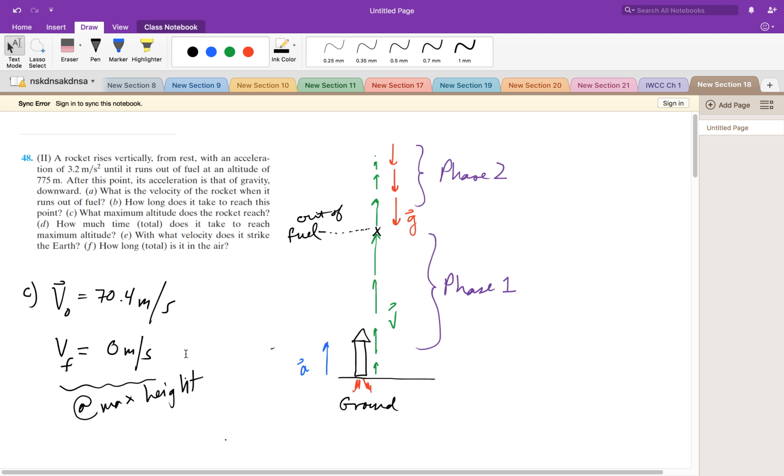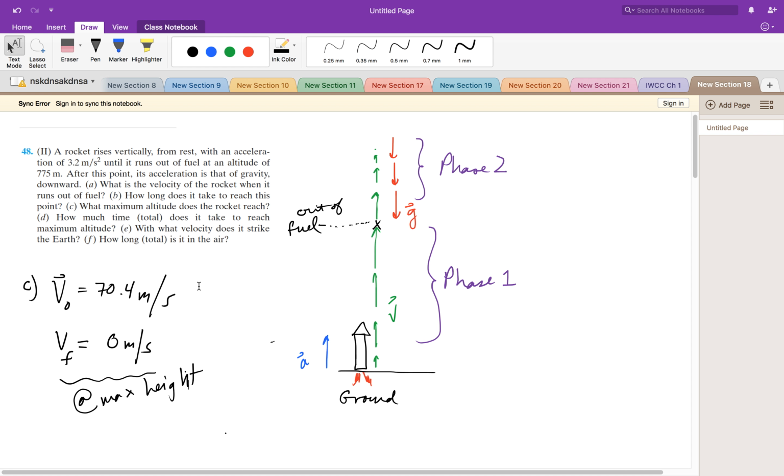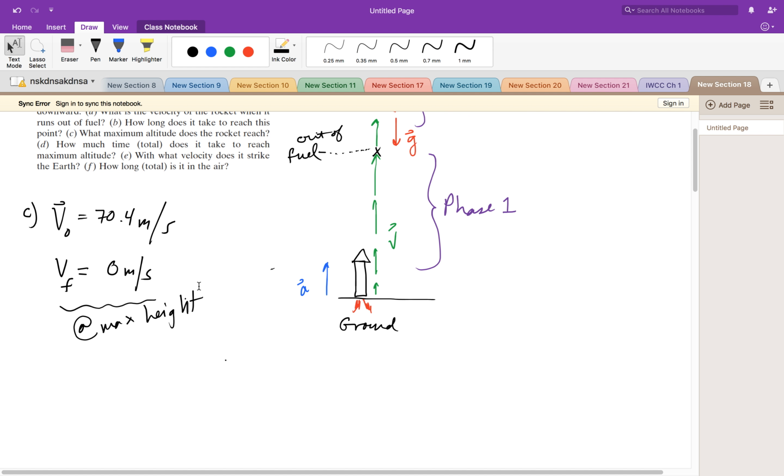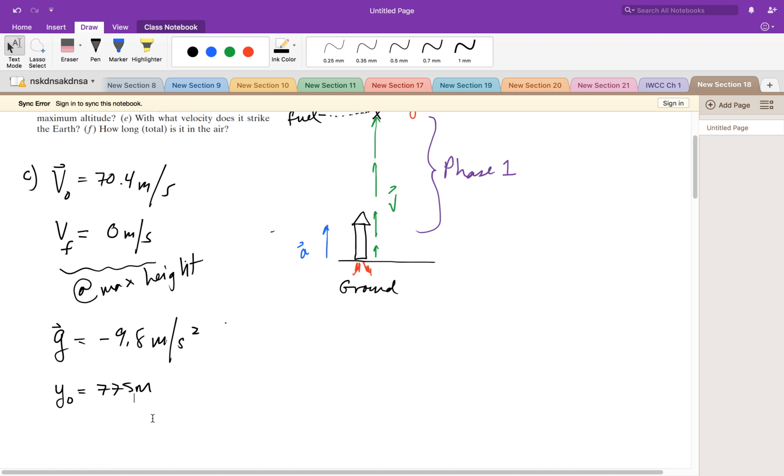Okay. So here, let's go ahead and do this. Of course we know that g, before I do anything else, is negative 9.8 meters per second squared. It's negative because it's slowing down. It's a deceleration. The acceleration points down. And so basically we're going to do the same logic as we did before, where v final, well, before I do that, I should just point out one more thing. Our y initial is 775, because now we're starting at the very top. We're starting at the end of phase 1.